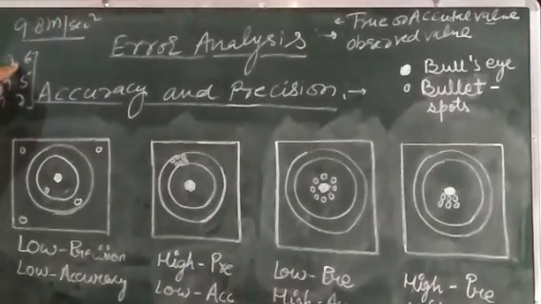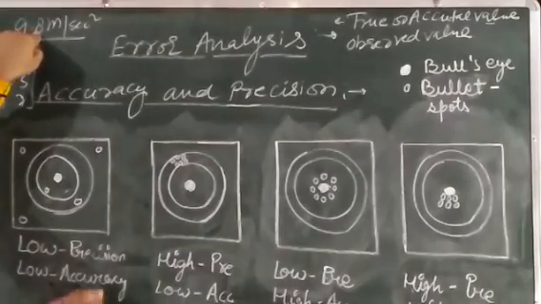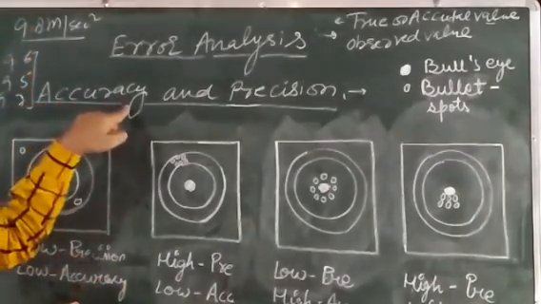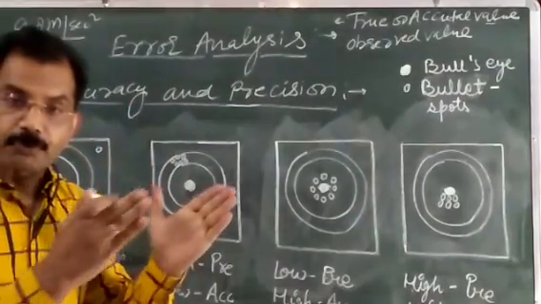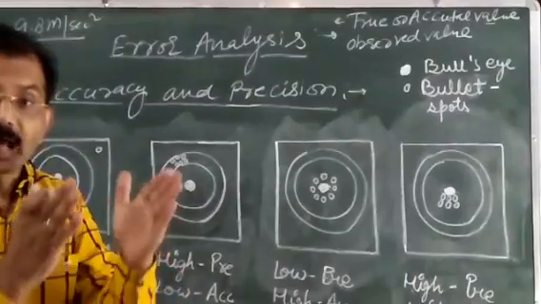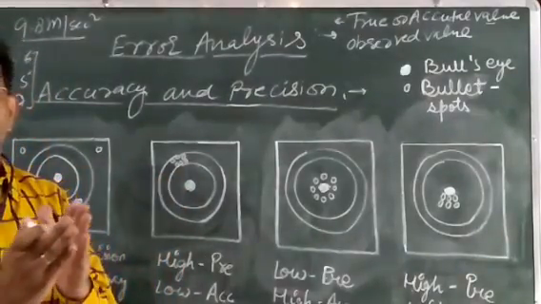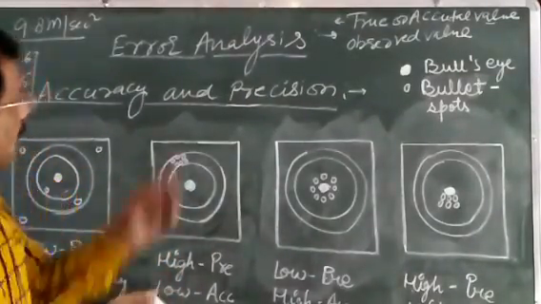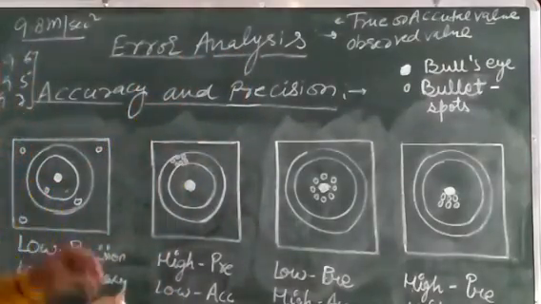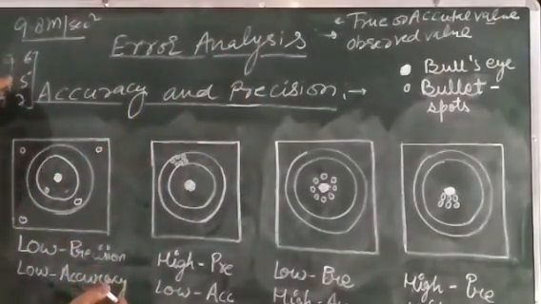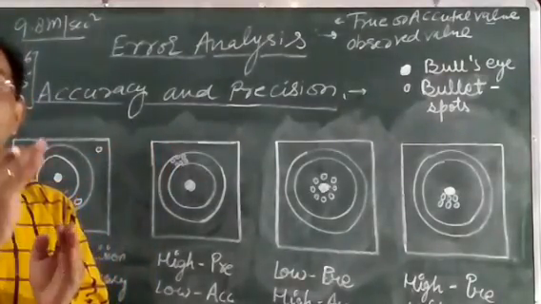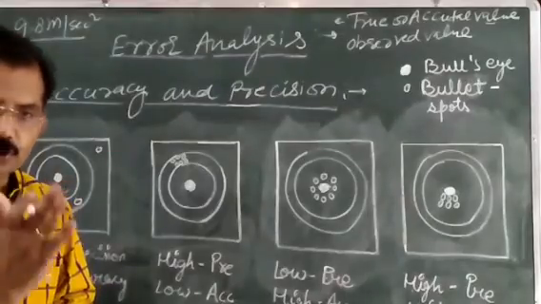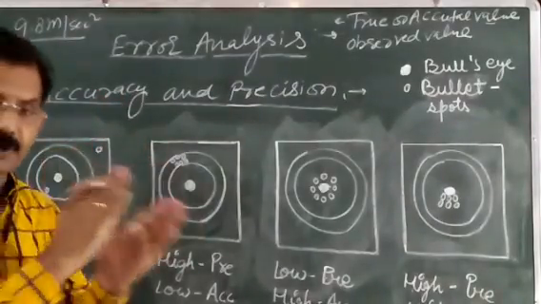And when your observed value comes very close to the true value, then you can say that the reading has more accuracy, or possesses more accuracy. So accuracy is simply the extent up to which our observed value agrees with the true value. And what is precision? Precision means when your observed values are very close to each other, then you can say your reading is highly precise. So precision and accuracy are both different.